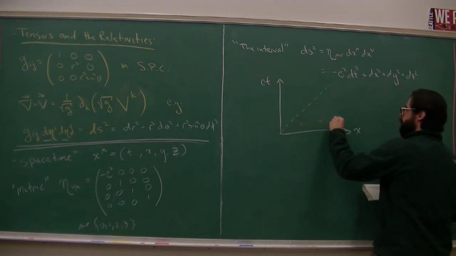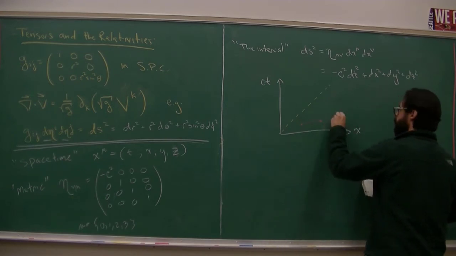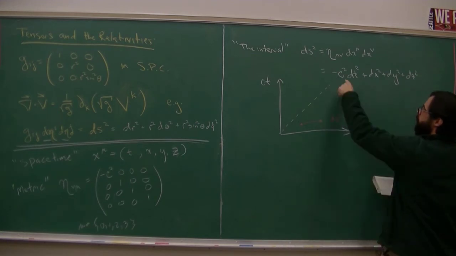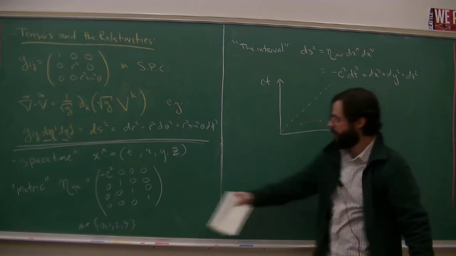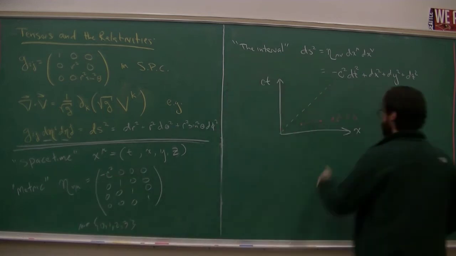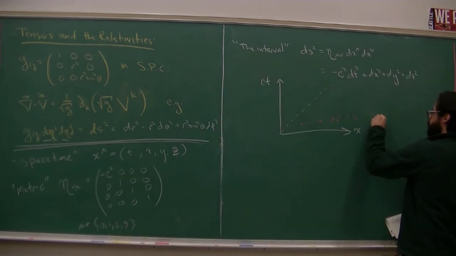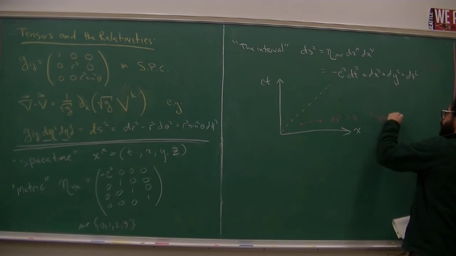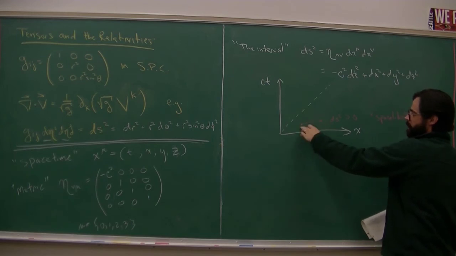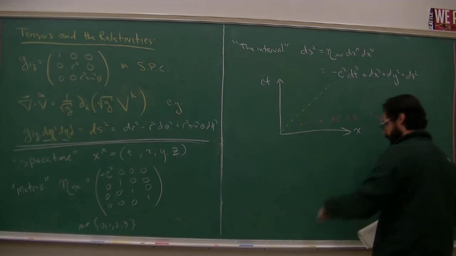This interval, ds, or ds squared, it seems so weird to have a squared thing be negative, but realize that's positive because we have a minus on the c squared. So this is a positive interval. This is what's called space-like. And in a space-like interval, this event and this event cannot affect one another, so these are causally independent.